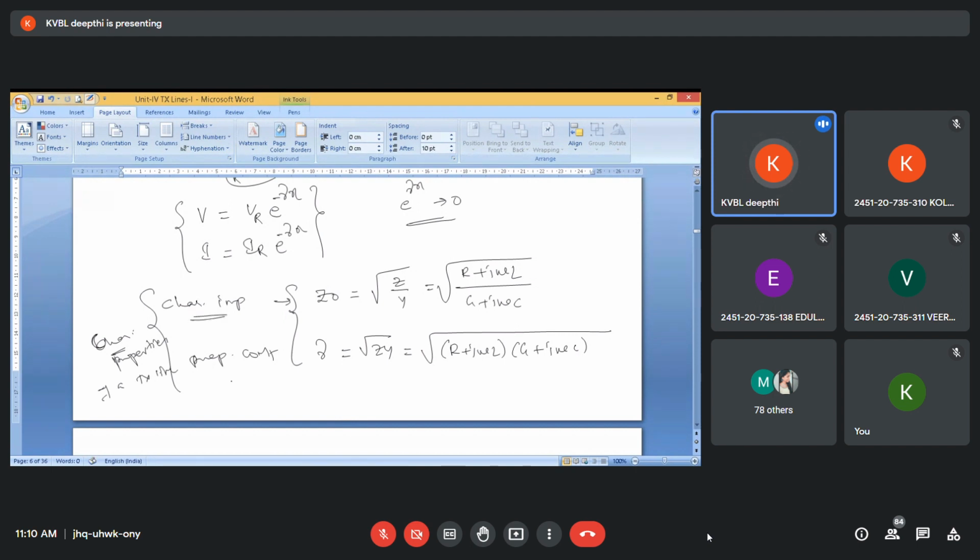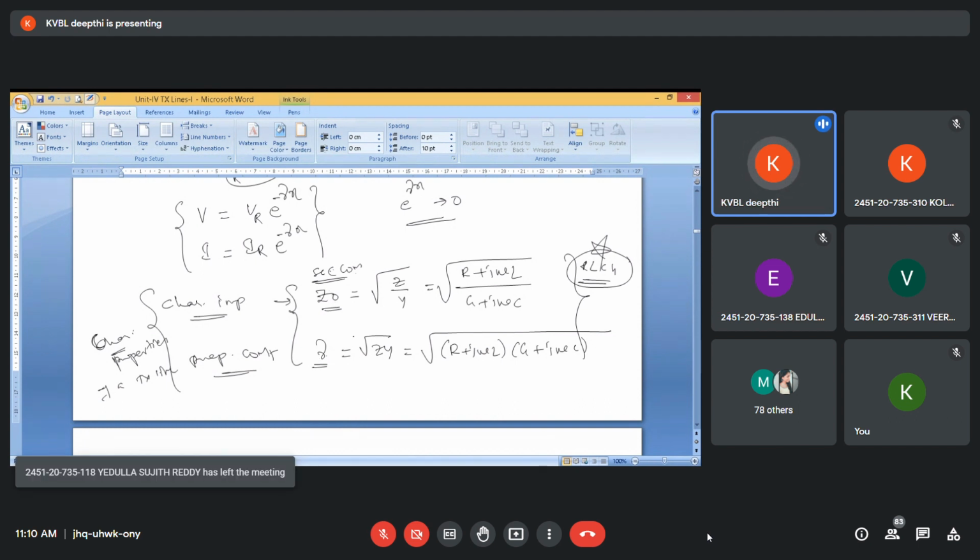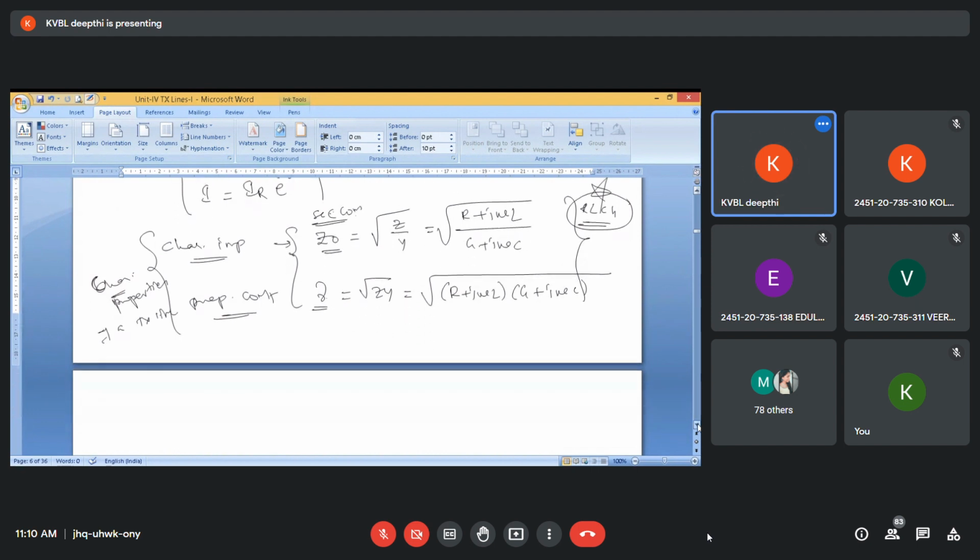When you are defining Z0 and the propagation constant gamma, both depend on the RLCG components in these two equations. So these four are the important components by which we define these secondary constants. The primary constants determine the secondary constants, which we call the characteristic properties of a transmission line. Based on these two characteristic properties, we will identify which type of transmission line it is.